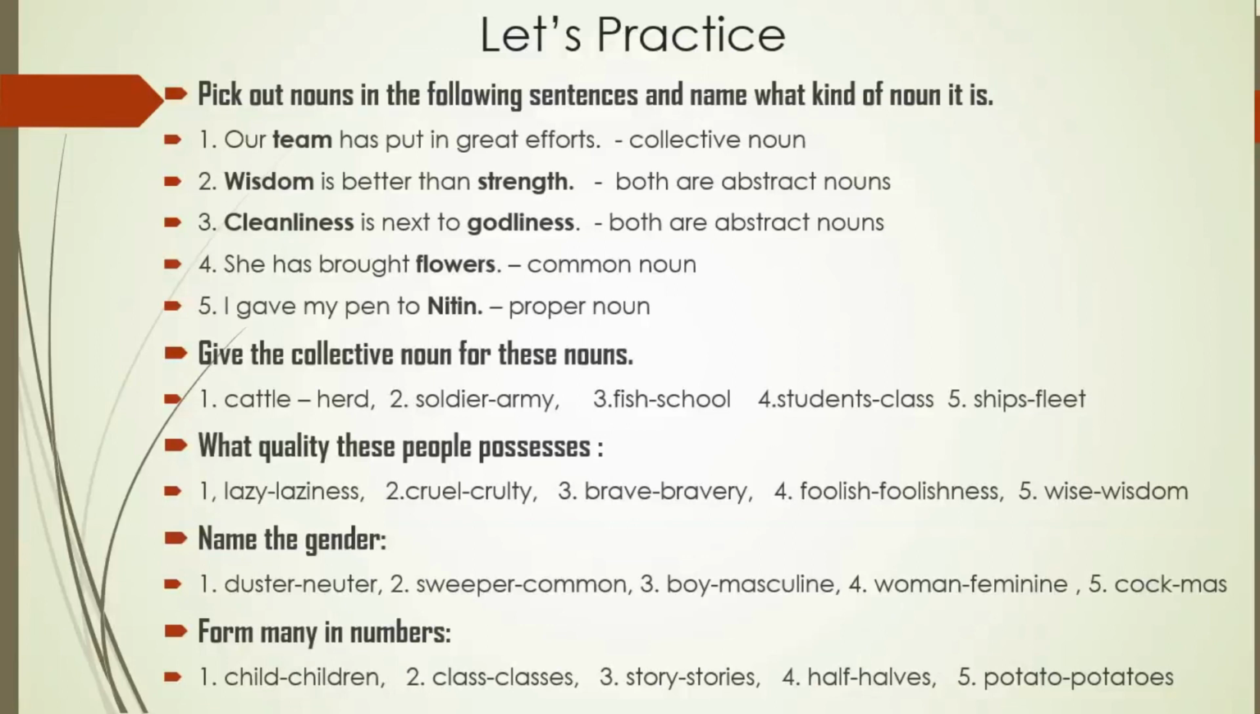Wise, wisdom. We all want to be wise, full of wisdom, isn't it? Name the gender. Duster, neuter gender. Sweeper, common gender. Boy, masculine. Woman, feminine. Hawk, again masculine gender. Form plurals. Child, children. Class, classes. Story, stories. Half, halves. Potato, potatoes. I hope you have understood and enjoy staying at home.